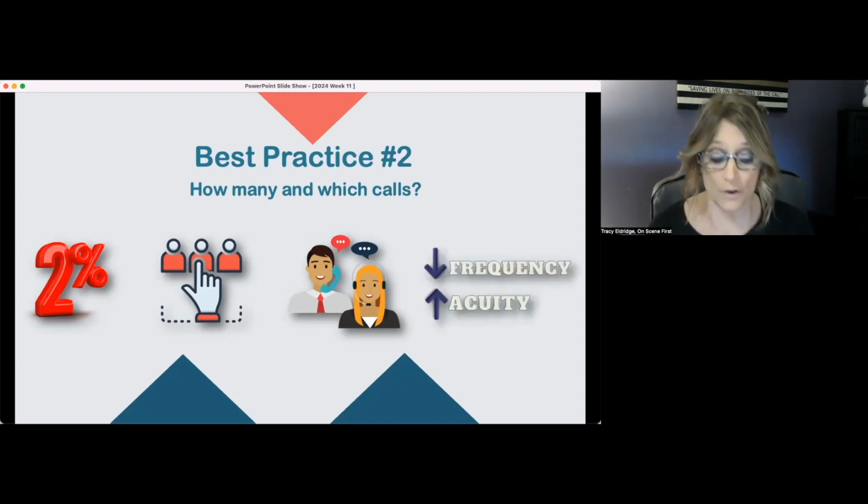And then very specifically, any low frequency, high acuity calls, anything that is of serious nature, high priority, doesn't happen a lot in the center, those calls should automatically be pulled and evaluated on a regular basis.